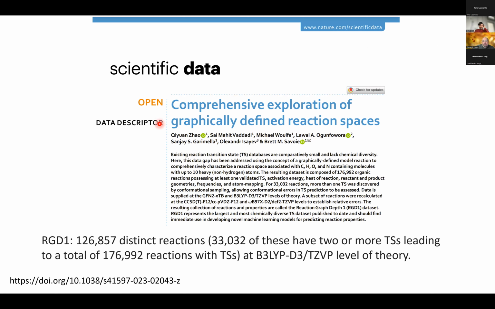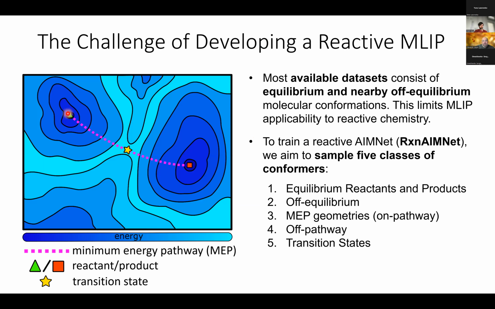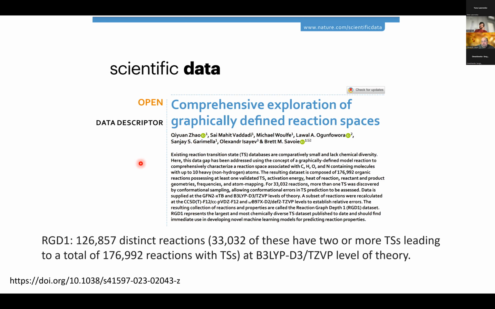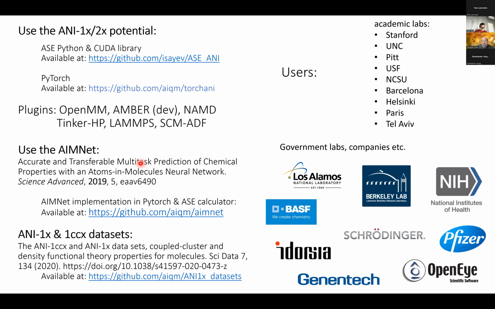There are about 130,000 different reactions computed with a particular level of quantum mechanics that have these three points enumerated. You have reactants, products, and transition states. Again, if you're interested, you might find it useful. Please use it. With that, let me finish and leave you with some of the links.